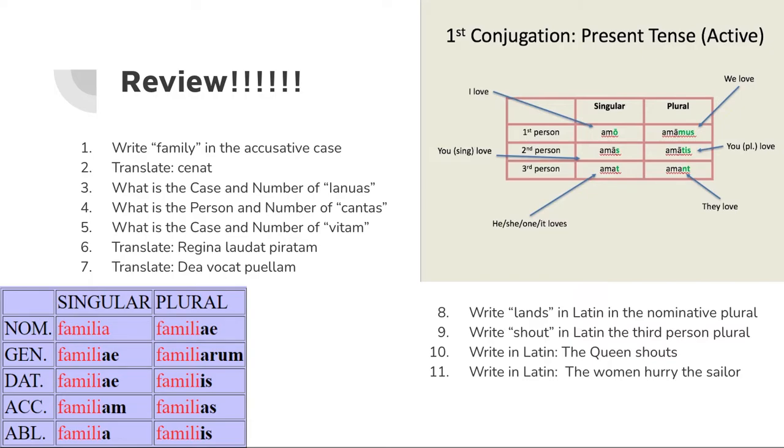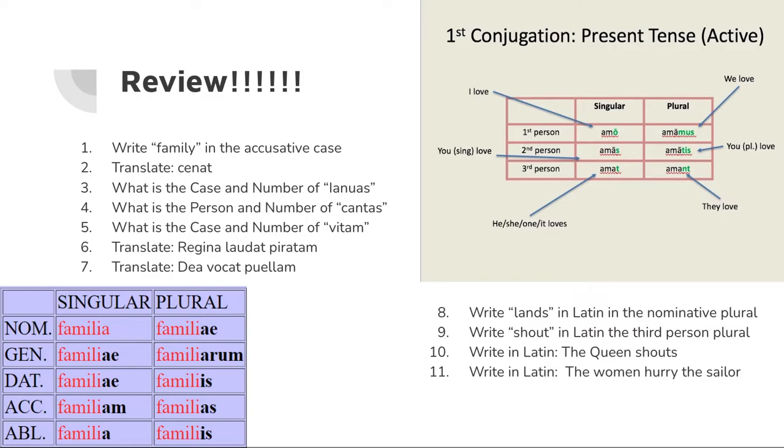C-L-A-M-A-N-T. Clamant for number 9. Number 10. Write in Latin, the queen shouts. So we know for Latin, in Latin, queen is regina. So regina, and then we know clamo means shout, but if we have a subject, it needs to be in the third person singular case.